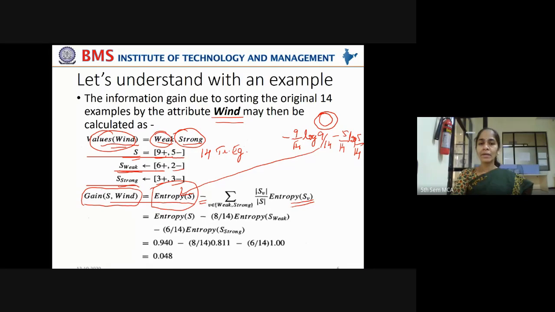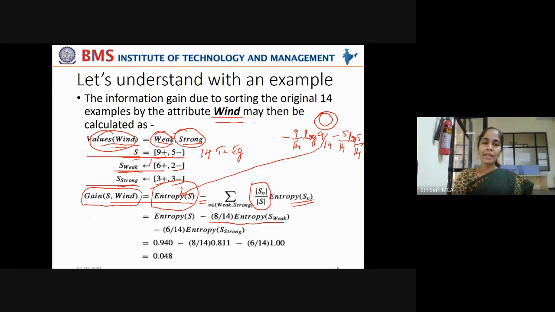So how do you do that? Entropy of S minus, see here. You have to calculate the entropy for weak minus the entropy for strong, right? Now see carefully what the second term is. Entropy of weak. When you're calculating the entropy of weak, it should be multiplied by the training examples having wind as weak by total number of training examples.